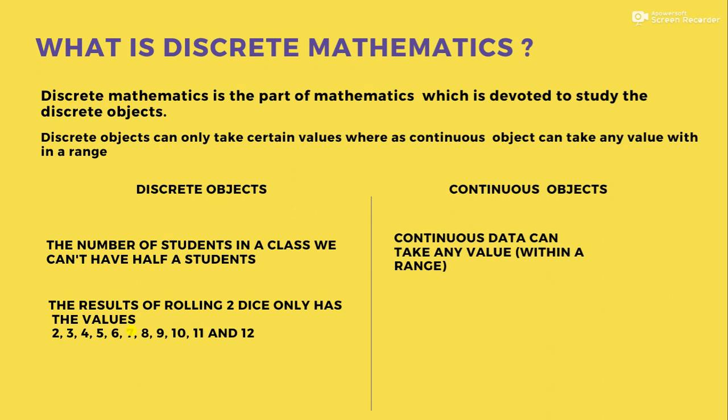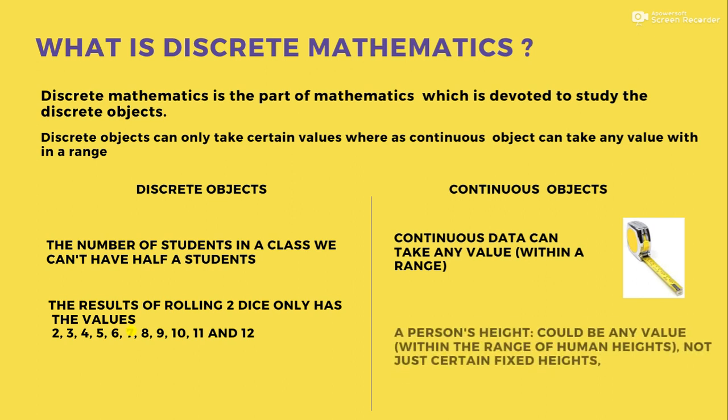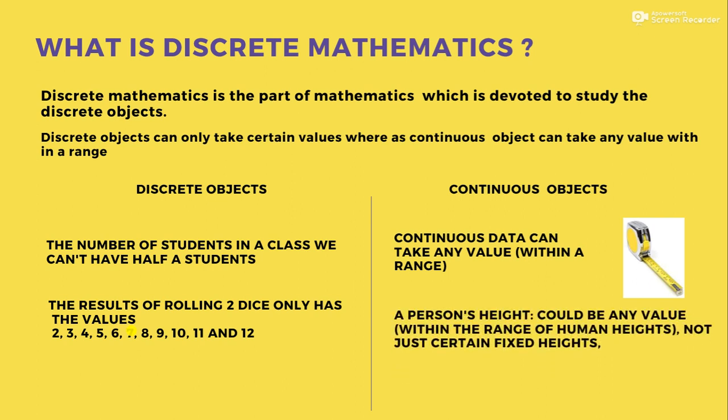So those data which can take any value within a range are called continuous data or continuous objects. For example, the continuous objects cannot be counted. We need to measure those continuous data. For example, the continuous data is the height of a person. So height of a person is the best example of continuous data.